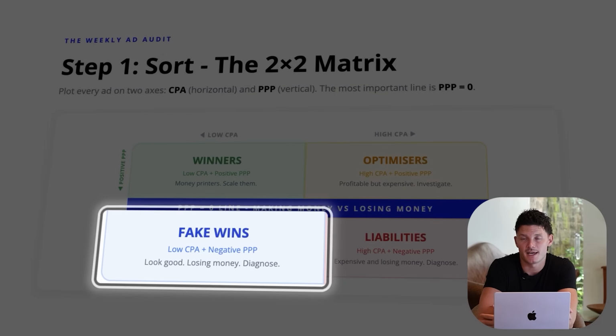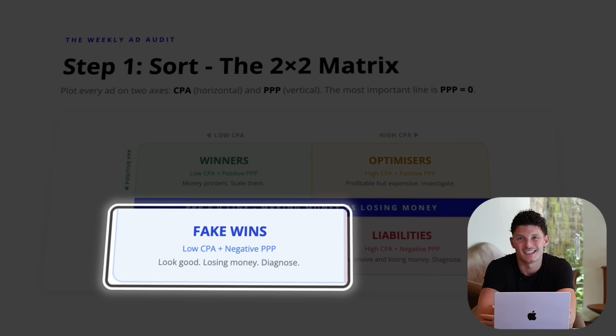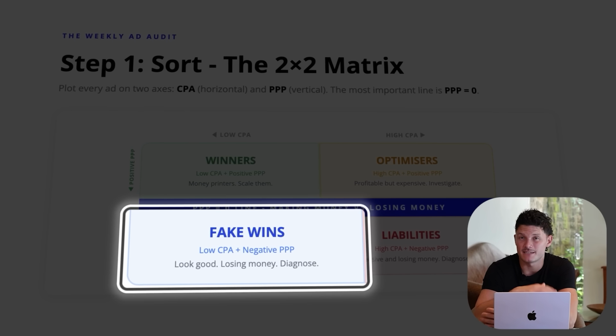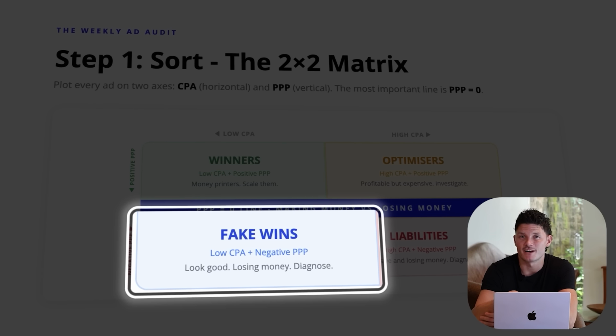Then you have low CPA, negative profit per purchase. These are your fake wins. And these are dangerous because they look good in the dashboard, you'll get conversions, and the CPA is low, but you're also losing money. These are the ads that are quietly draining your bank account.